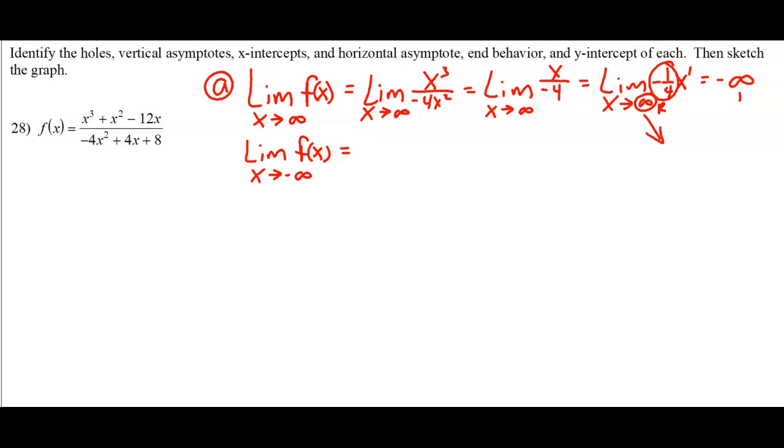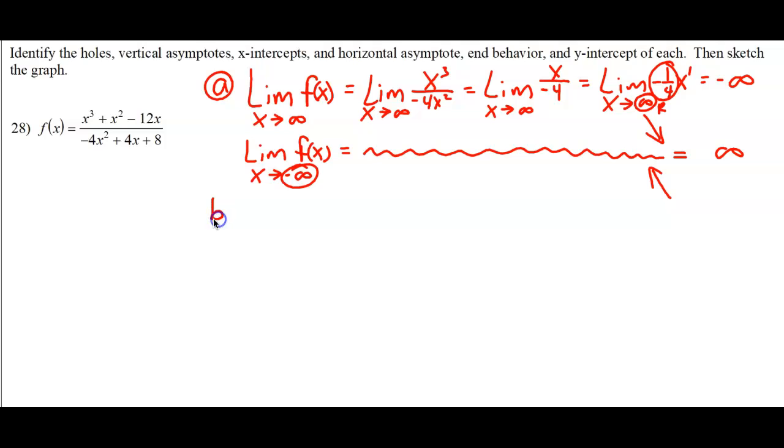As for this guy, we don't really need to do all this work again because it's all going to be the same. All we need to know is that since we're on the left this time, the arrow is going up. So on this one, it's actually positive infinity on the upside. So there's your end behavior.